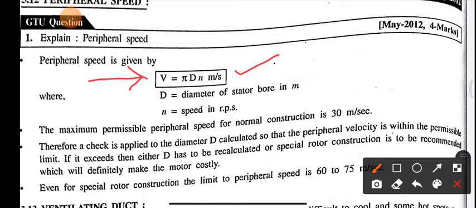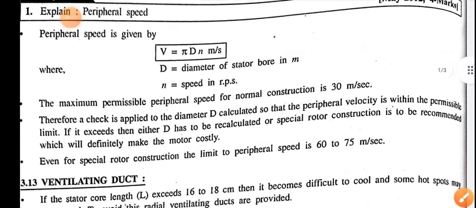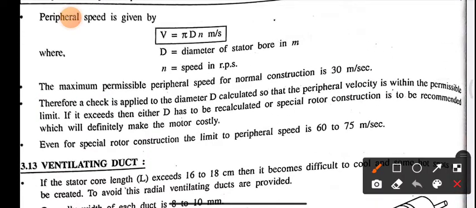Now, there is a certain limit for the value of the peripheral speed, and that is the maximum permissible value for the peripheral speed is 30 meter per second. You cannot go with your design if the value of the peripheral speed is beyond 30 meter per second, it is not permitted and your design is faulty. So if you calculate the value of peripheral speed and it comes above 30 meter per second, then you have to recalculate your d, that is the diameter of the bore, and bring the value of peripheral speed within the limits, right?